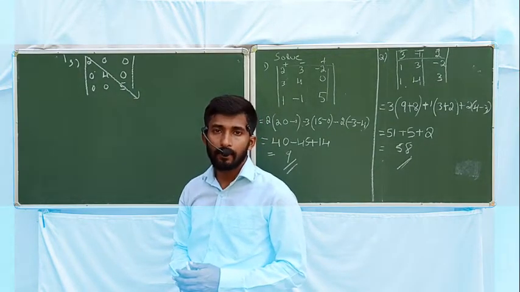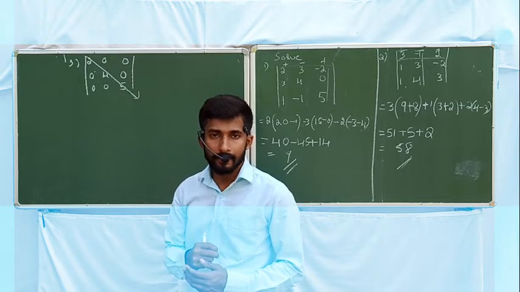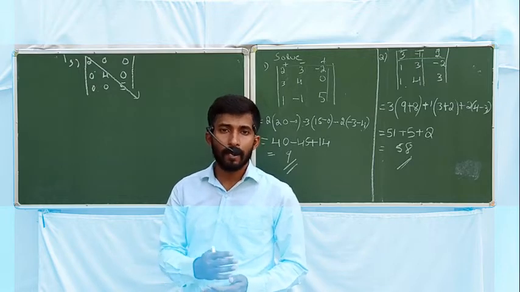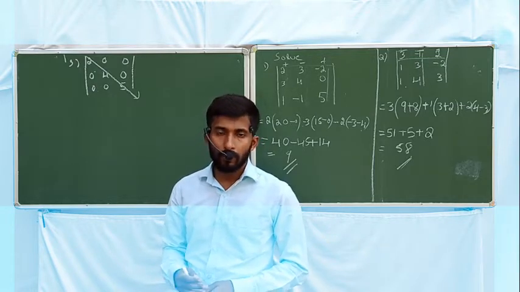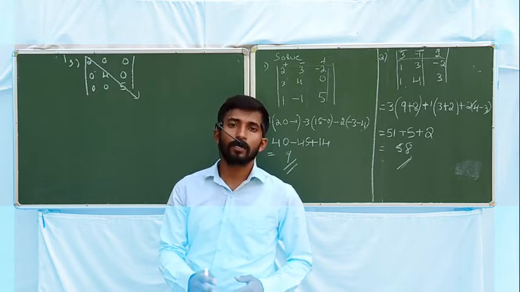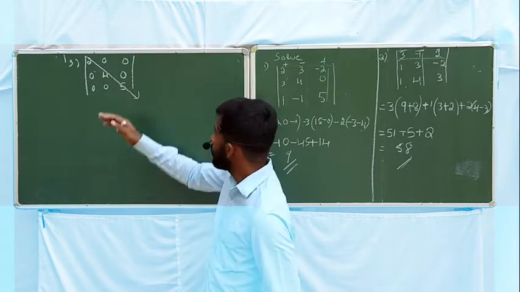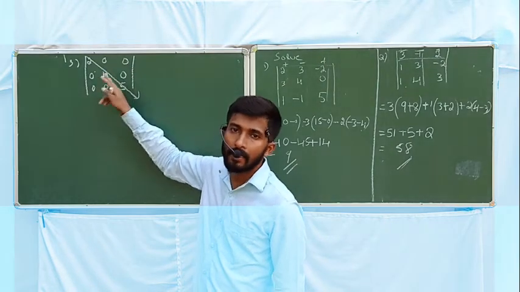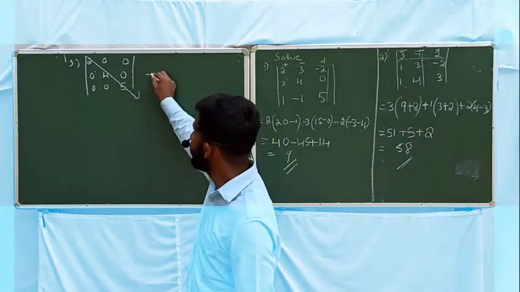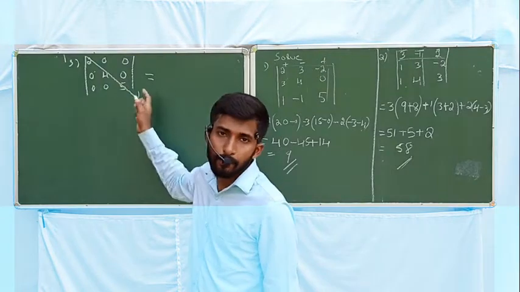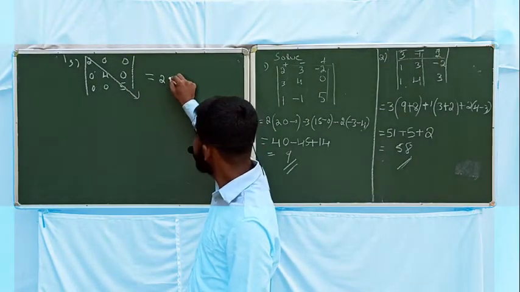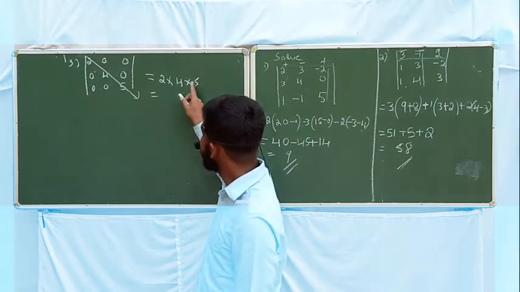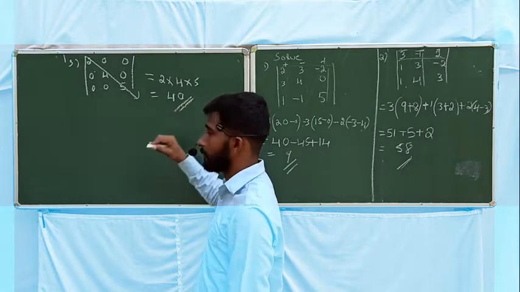See the property. By the property of the determinant, that says in a determinant, if both sides or any one side of the principal diagonal entries are equal to 0, then determinant value is equal to product of the principal diagonal entries. Here clearly you can see both sides of the principal diagonal entries are equal to 0. Therefore, its determinant value is equal to product of the principal diagonal entries. What's the product? 2 into 4 into 5. It's equal to 8, 8 into 5, it's equal to 40.